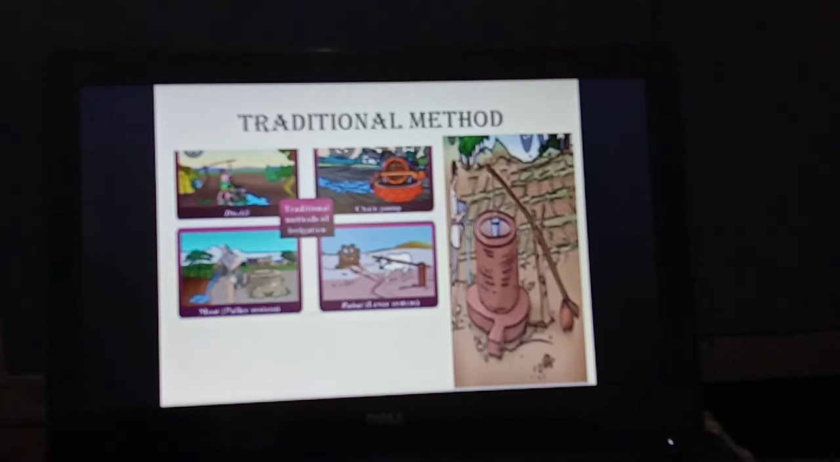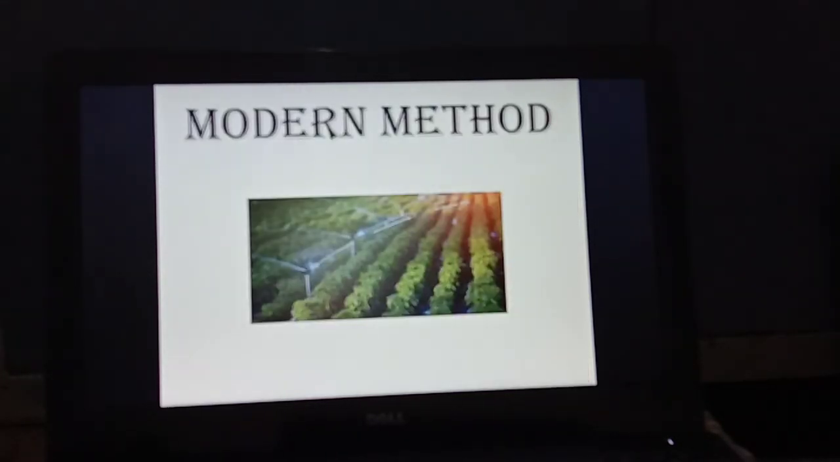Now the next method, that is the modern method of irrigation. Number one, the sprinkler system. This system is used in places where the land is uneven or the soil is sandy. The sprinkler system involves a network of vertical pipes that have rotating nozzles at the top. The pipes are joined to the main pipeline at regular intervals. When the main pipe is turned on, pressurized water flows out through the rotating nozzles. The nozzles sprinkle water on the crops evenly.